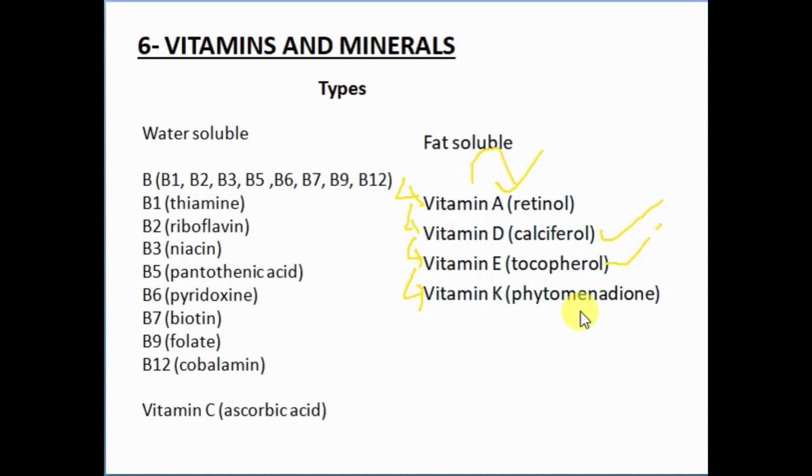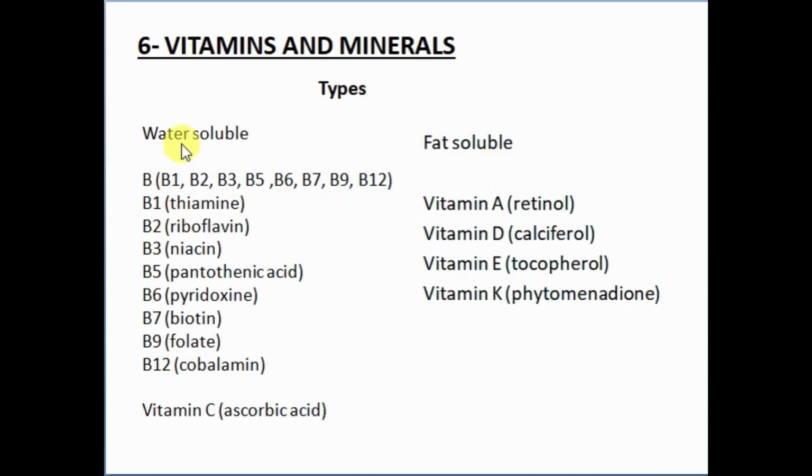They can give you certain vitamins, and they can ask you whether this vitamin is fat soluble or whether it is water soluble. So you need to know that these are fat soluble vitamins. So vitamin A, D, E, and K, they are fat soluble. Now if we talk about water soluble, so water soluble vitamins are those which dissolve in water, and fat soluble vitamins are those which dissolve in fat.